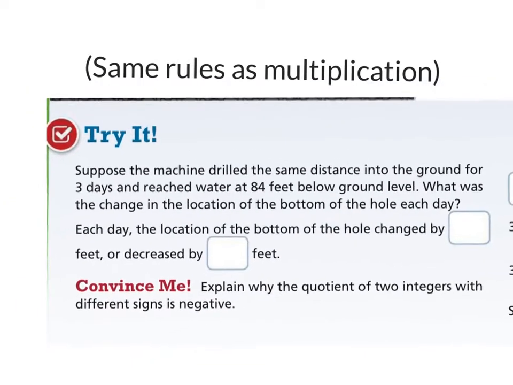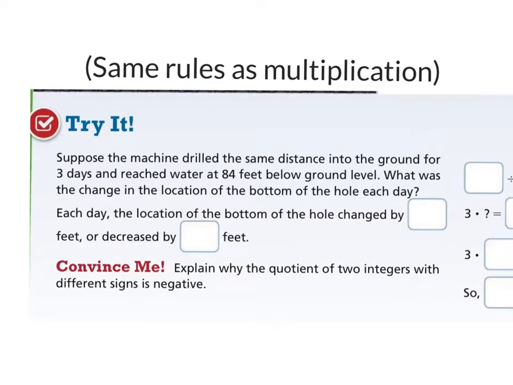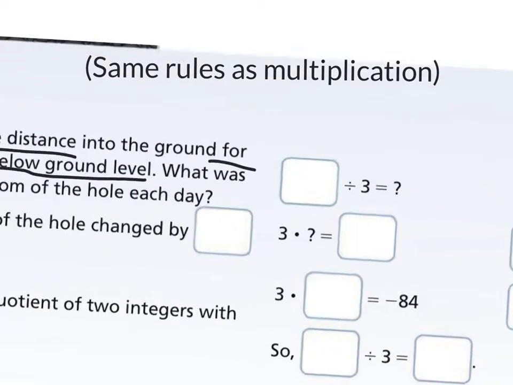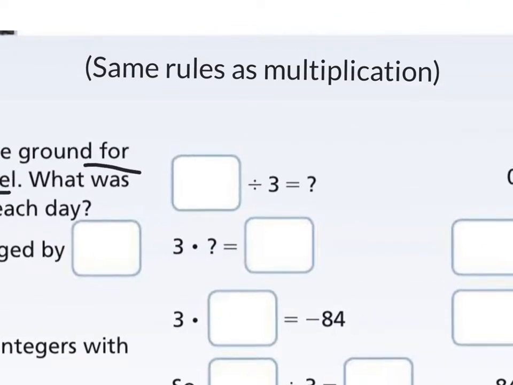If we look at the try it, suppose the machine drilled the same distance into the ground for 3 days. And they reached water at 84 feet below ground level. What was the change in location of the bottom of the hole each day? So this time it was 84 feet that they're going down, so negative 84.